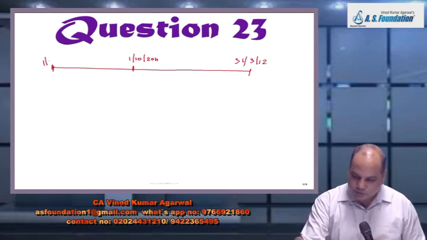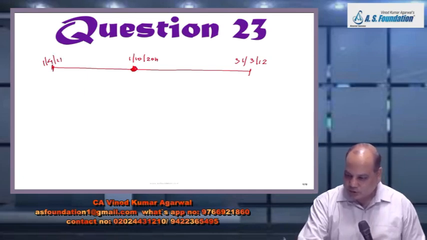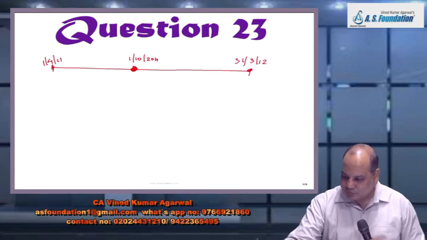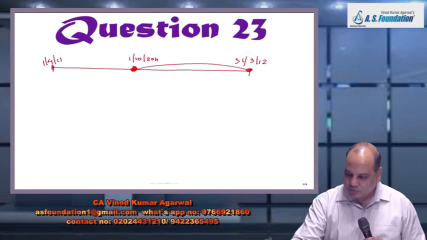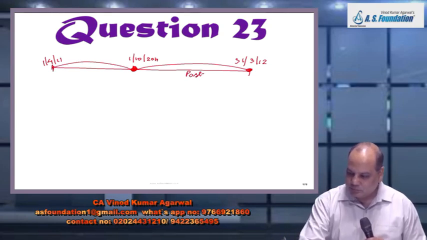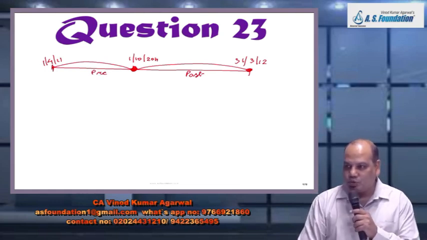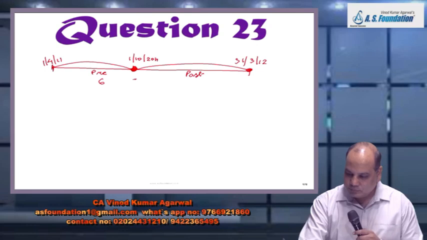Now, first thing we should understand in such a problem: date of acquisition is 1st October, year ending date is 31st March. So current year profit will be divided between pre and post acquisition in the ratio of 6 months, 6 months, 1:1.